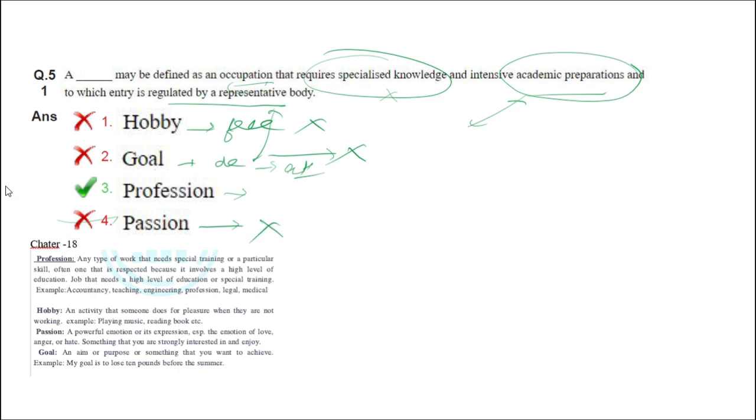So this is by using elimination. Now if you know the definition of profession: profession is any type of work that needs specialized training or particular skill because it involves a high level of education. So this is important. Education is related to academic. Examples are accounting, teaching, engineering. We know very clearly these need academic knowledge. So the answer is very clear if you know the definition.